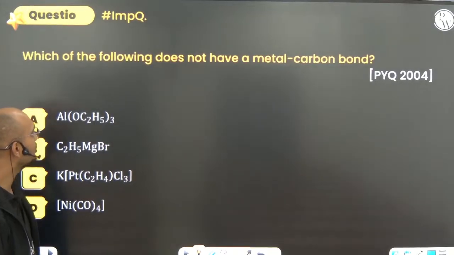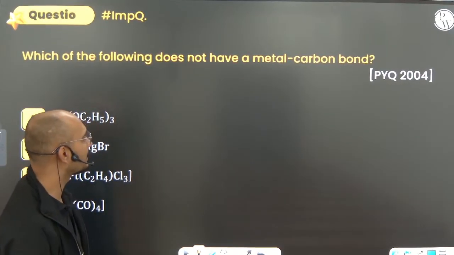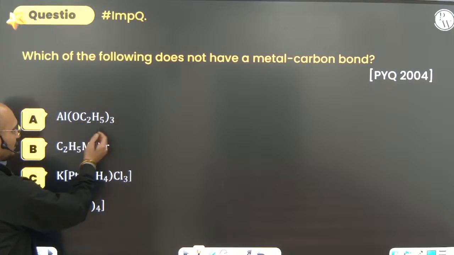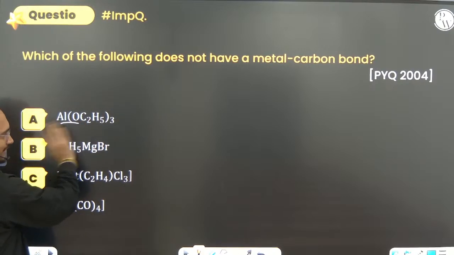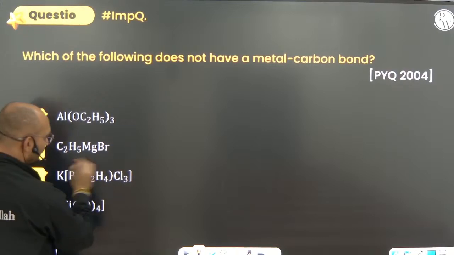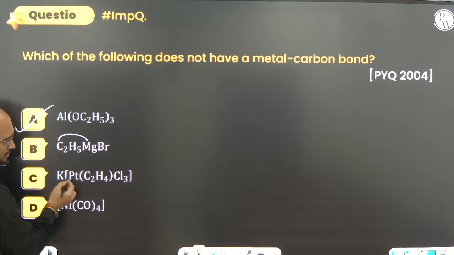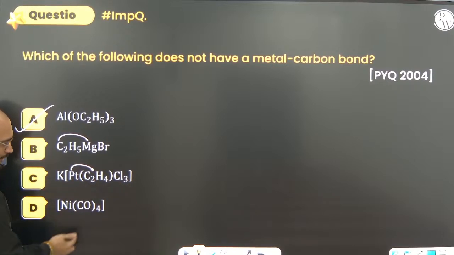Any doubt? Next: which of the following does not have a metal-carbon bond? Here there is a metal-oxygen bond. Here it is metal-C. Of course, here it is a Grignard reagent. Option A is the correct option. Here Grignard reagent, here Pt and ethylene directly. The double bond will be giving the pi bond as a donor. Here nickel and carbon will have the direct bond. Yes, option A is the correct option.